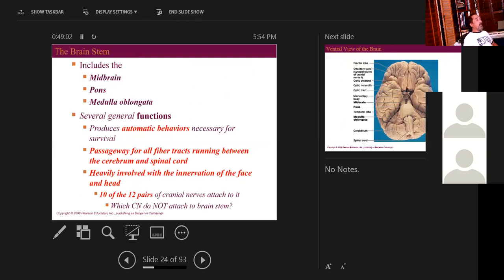The first thing I reach when I get to the brain is the brainstem. The brainstem is made of the midbrain, pons, and medulla oblongata. The medulla oblongata is the one that goes to the spinal cord. The functions of the brainstem are automatic behaviors for survival, and it is a passageway for all fiber tracts running between the cerebrum and the spinal cord. So it's like an opening so that the nerves from the spinal cord can communicate with the cerebrum. That is what the brainstem stands for.